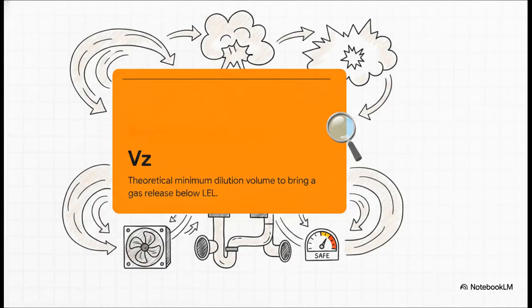All right, so what are these actual numbers we need? The first crucial building block is a variable called VZ, which is the theoretical minimum dilution volume. In plain English, this is the exact volume of fresh air you have to pump into a space to dilute a specific flammable gas release down to a safe concentration. Specifically, you're trying to push it well below its lower explosive limit, or the LEL. If your mechanical ventilation system can't supply this exact volume of air, you aren't actually mitigating the hazard at all. You're literally just moving dangerous explosive gas around a room.